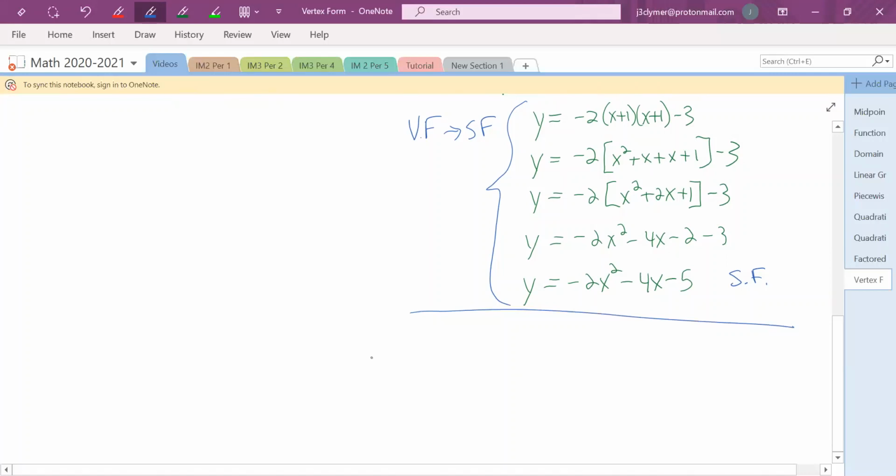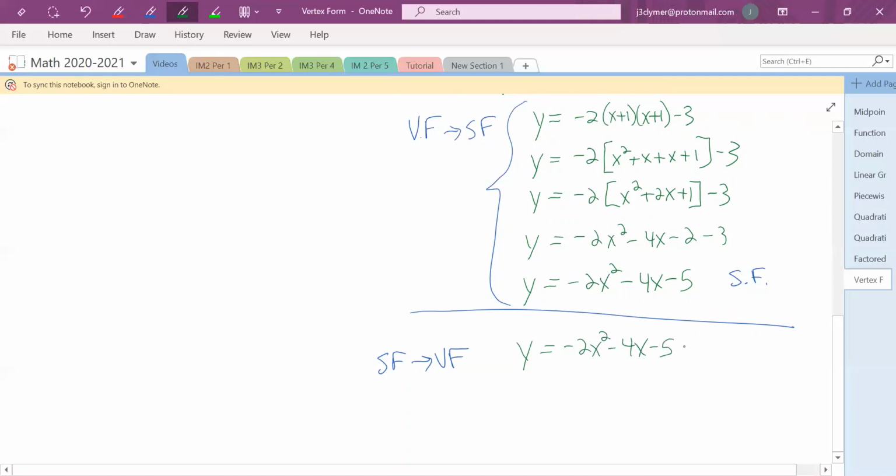Go from standard form to vertex form. All right, so we're going to start with what we have right there, y is equal to negative 2x squared minus 4x minus 5.